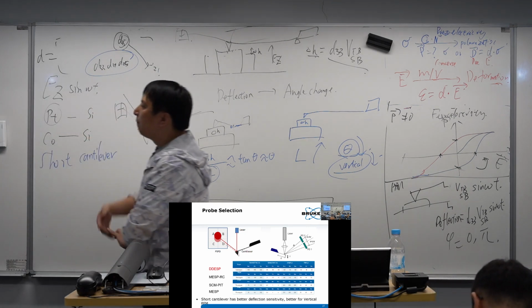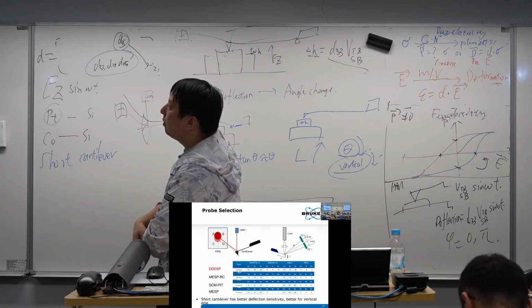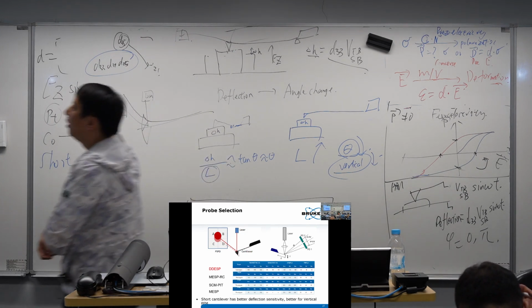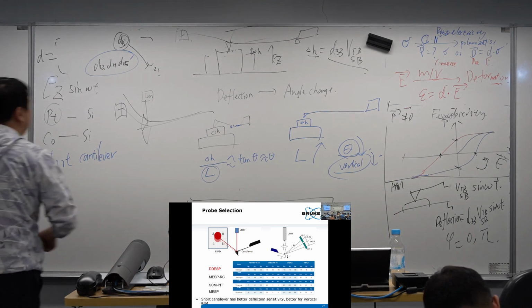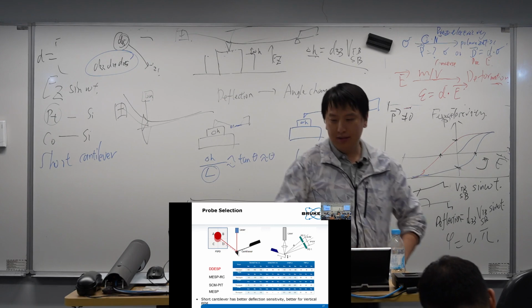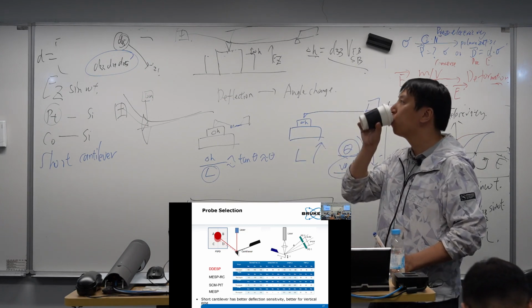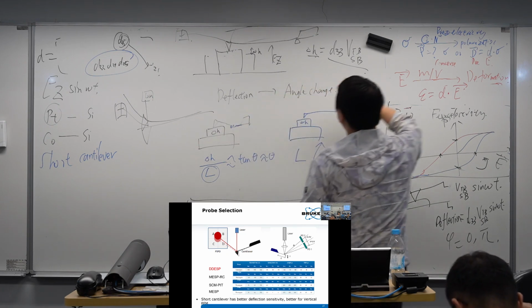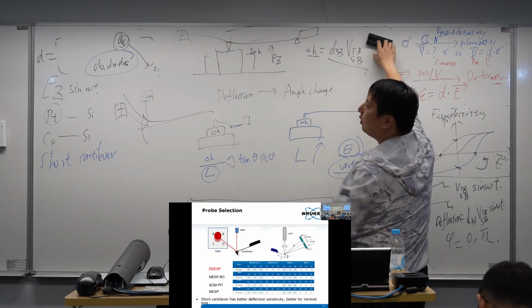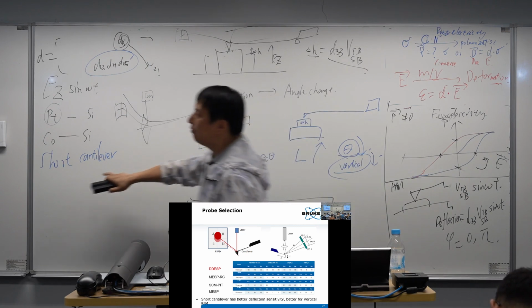And then the next demand of the PFM is the stiffness. It's about the K, and we will go into that in the afternoon. That's a key point here. Okay, so hope I explained it. It's why we need to choose the short cantilevers.